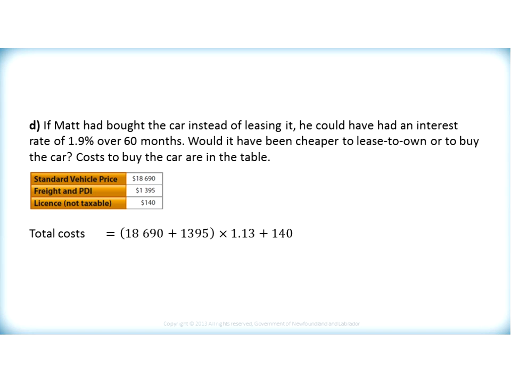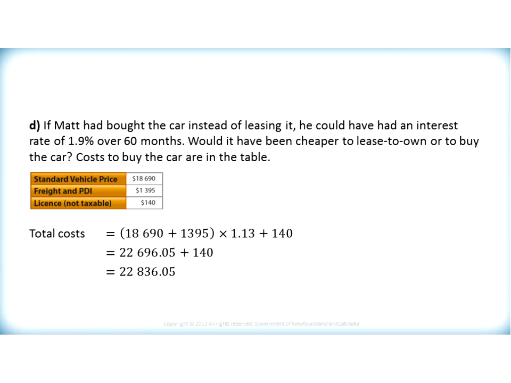So the total cost, the standard vehicle price, and the freight and PDI are taxable values, and the licensing is not taxable. So it would be $18,690 plus the freight times 1.13, because those two numbers are taxable, and then we add on the licensing. And that gives us a total amount of $22,696.05 for the taxable portion, plus $140 for the license, which is $22,836.05. That's how much he would have to pay to buy the car from the beginning.